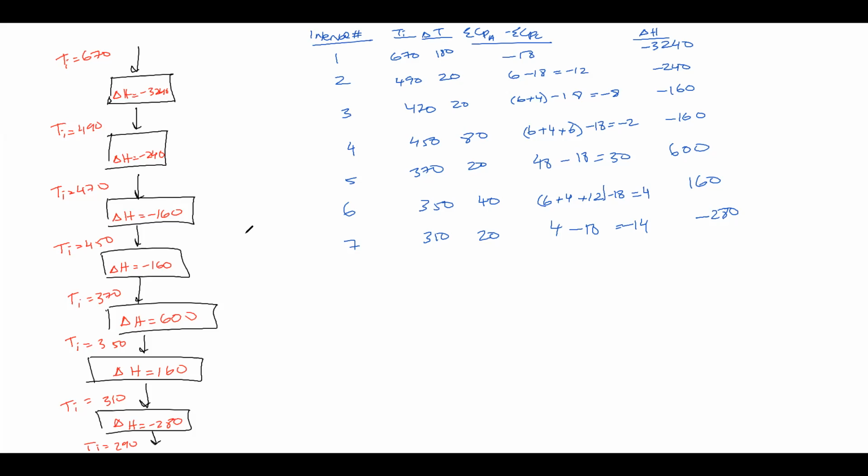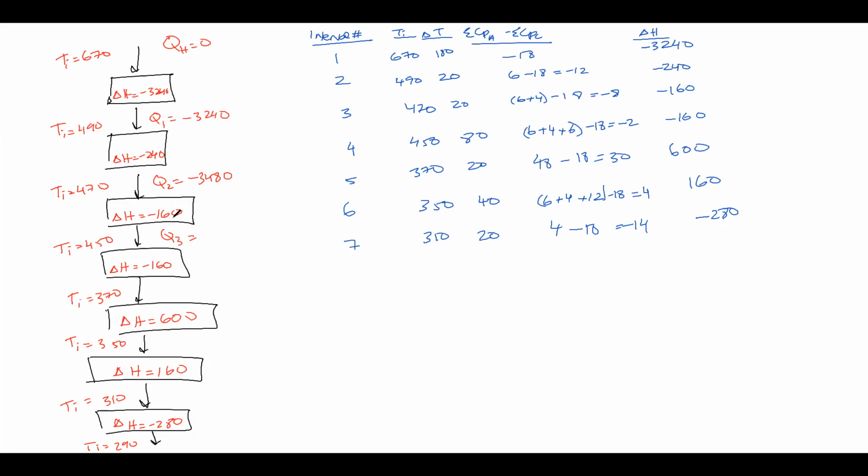Now let's add up the Q's for the heats. So we start off by QH here is equal to 0. And 0 minus 3240 is minus 3240. Minus 3240 minus 240 is what? 3480. So this is minus 3480.